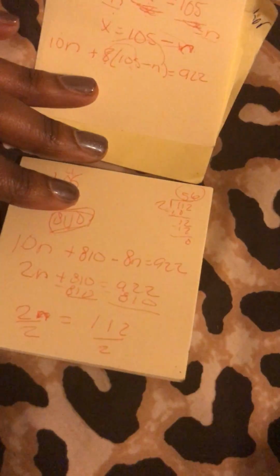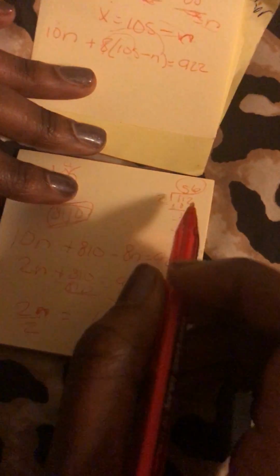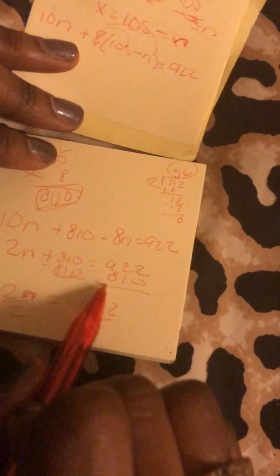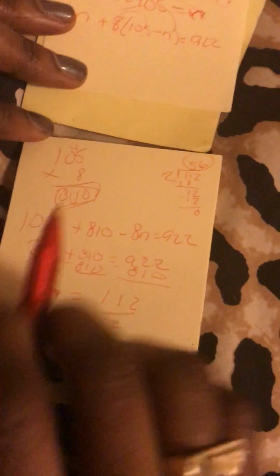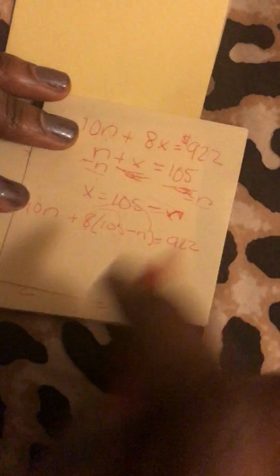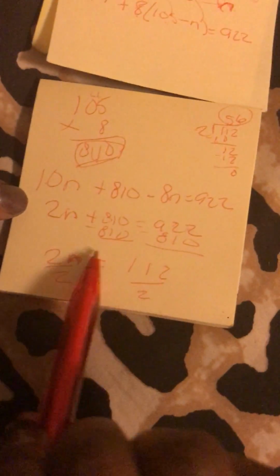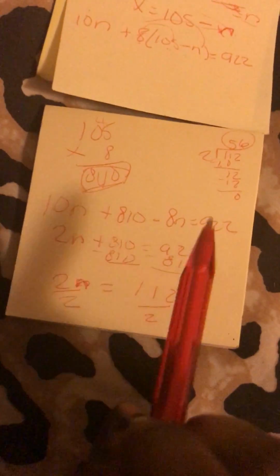So N is 41 tickets, and I'm so thankful that I did not, at this step, solve for one in terms of the other and have it with an X, because then I would have one more step to do. But I set this up just to solve for N. That's your answer.